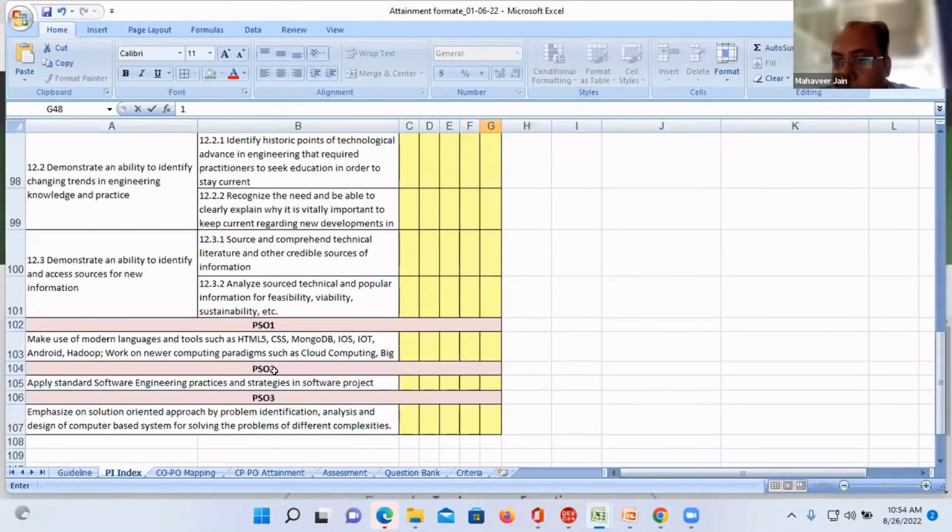In case of the PSO, as we all know, the PSOs are specific to the program. So these PSOs are not divided into performance indicators because these PSOs are given by the institute. Here we need to write the 1, 2, 3. So if it is mapped, this is the 3. This is the process that we normally do. If my PSO1 is mapped, I write the 3.